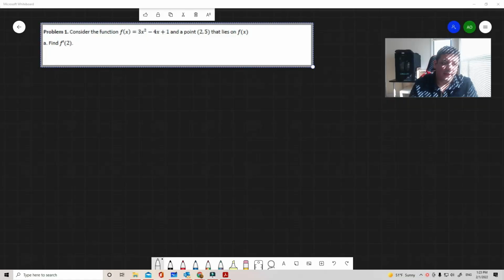So first, let's go with this polynomial. We have the function f of x equals 3x squared minus 4x plus 1 and the point (2, 5), and we're going to find out what f prime of 2 is.